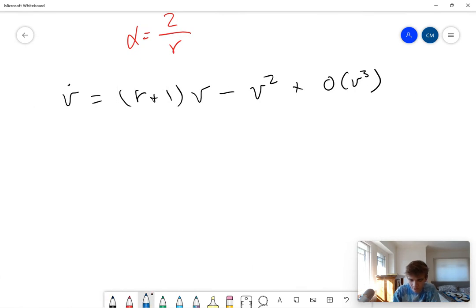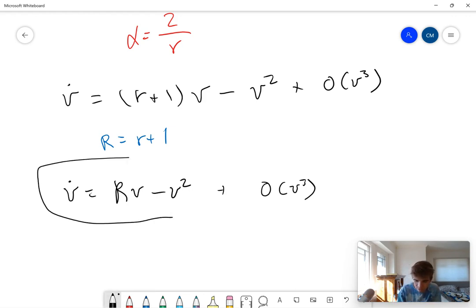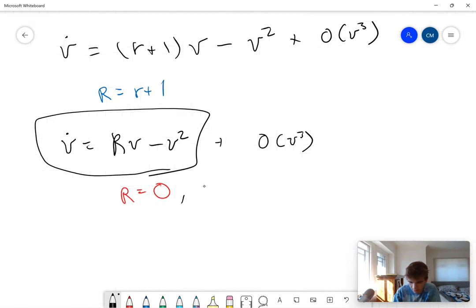And if I wanted to, I could do a final change of variables. Capital R is equal to r plus 1. And then we're just going to get v dot is equal to R v minus v squared plus higher order terms. And there you go. So using these changes of variables, we've essentially reconstructed the normal form for the transcritical bifurcation. And we can indeed show that this occurs when capital R is equal to 0 and at v is equal to 0.